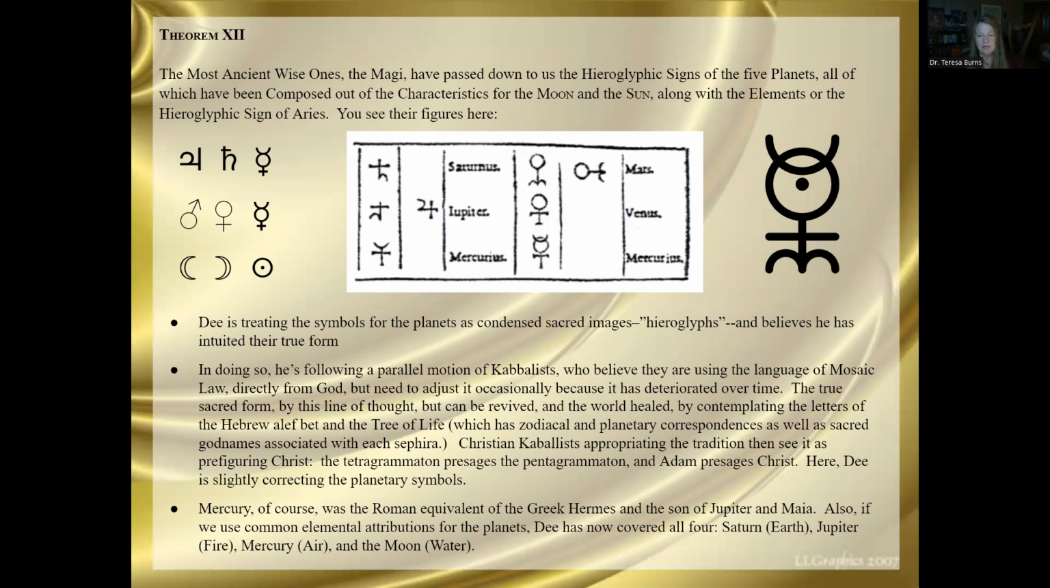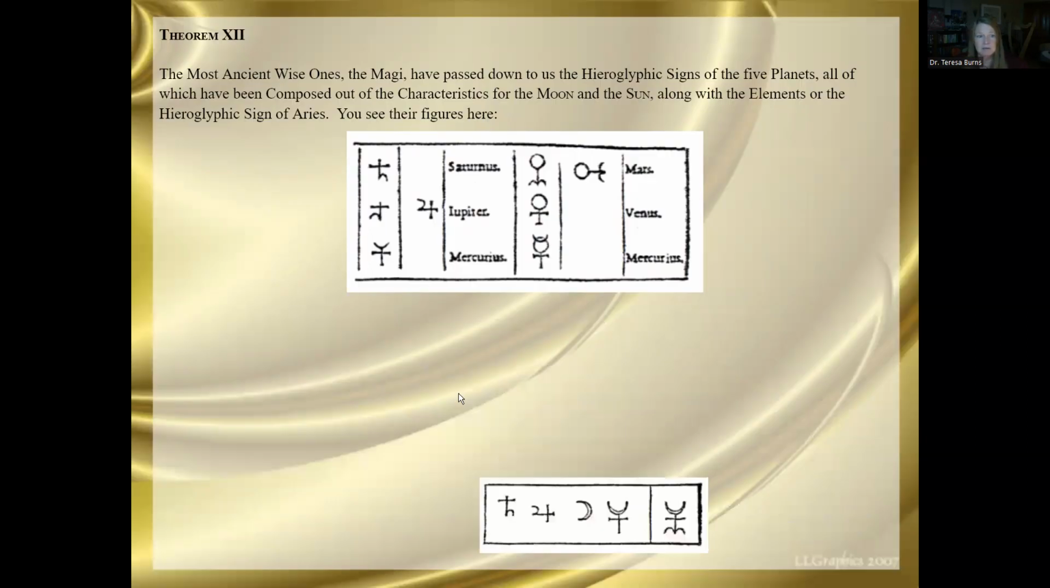We also have all 4 elements here. We have Saturn, which you refer to earth, Jupiter to fire, Mercury to air, moon to water. We don't actually see the moon here, except all of these are made out of the moon, and later in the theorem you'll get the moon symbol itself. Right there, as a matter of fact. You see where my cursor is circling it.